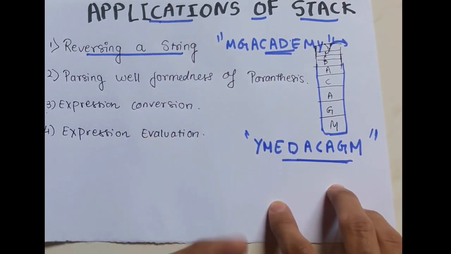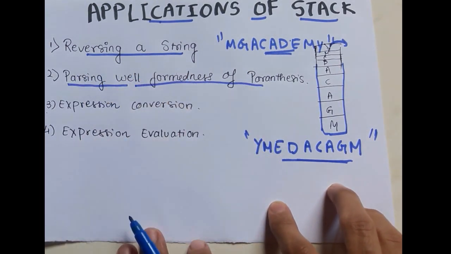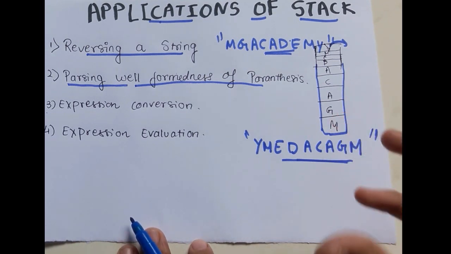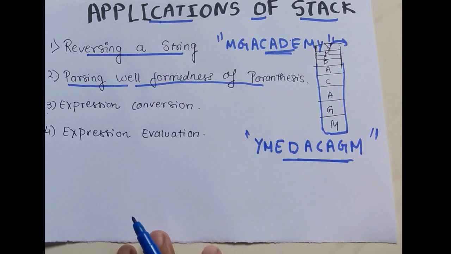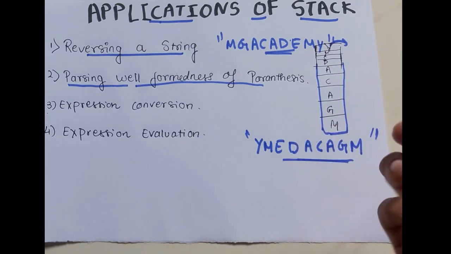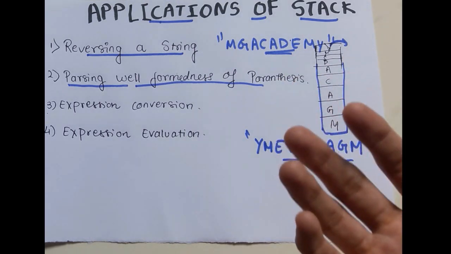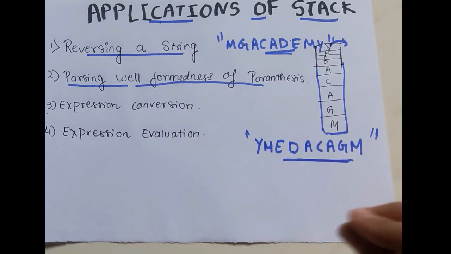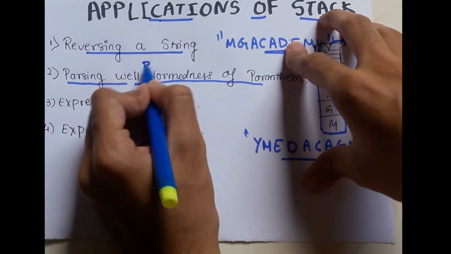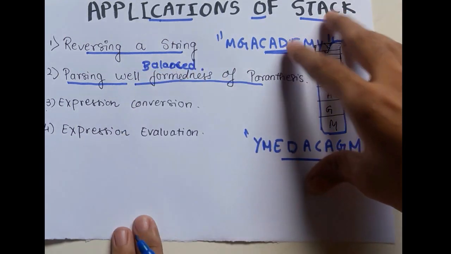The second application of stack is parsing well-formedness of parentheses. Well-formedness means we will check whether the parentheses are balanced or not. In any expression, suppose an arithmetic expression, we use parentheses. Also, while writing a program, we make use of parentheses, isn't it? So for that, we have to check whether the parentheses are balanced or not, that is, whether they are well formed or not. This can be done with the help of stack.